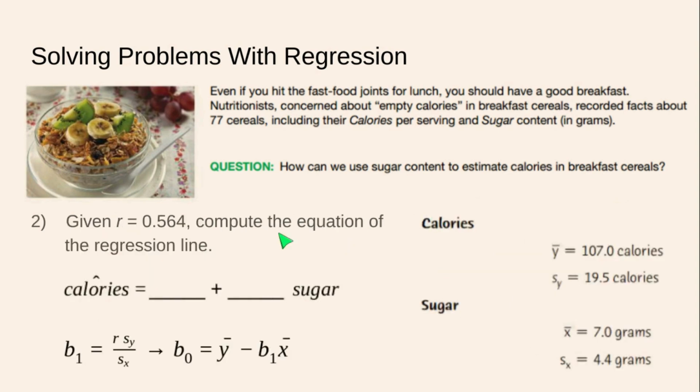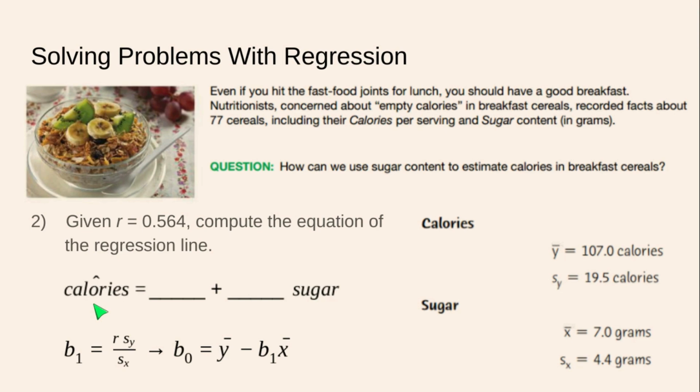So, given r is equal to 0.564, not bad, compute the equation of the regression line. Okay, so we have calories and sugar and some sample statistics about those 77 cereals. What you're going to do is use these two formulas, and you are going to find the regression line that uses sugar to predict the number of calories. Feel free to try this on your own. Unpause the video when you are done.